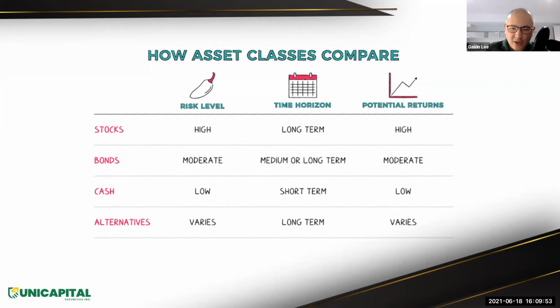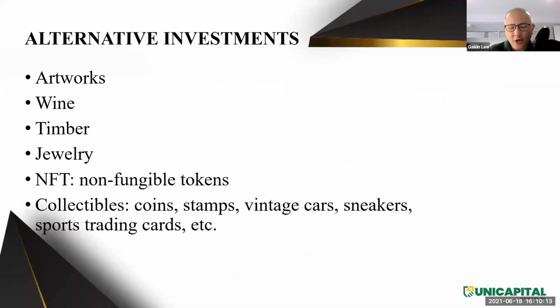Now, for alternatives, the time horizon is typically long term, especially for things like timber, for example, because you have to wait more than a decade for it to become something valuable. So typically, the time horizon could be fairly long. The risk and returns vary depending on the nature of the asset. Now, we're familiar with gold, we're familiar with oil, we're familiar with things like silver as alternative investments, and obviously real estate. But as technology has evolved in the past decade or so, more and more instruments have been added to this thing called alternative investments.